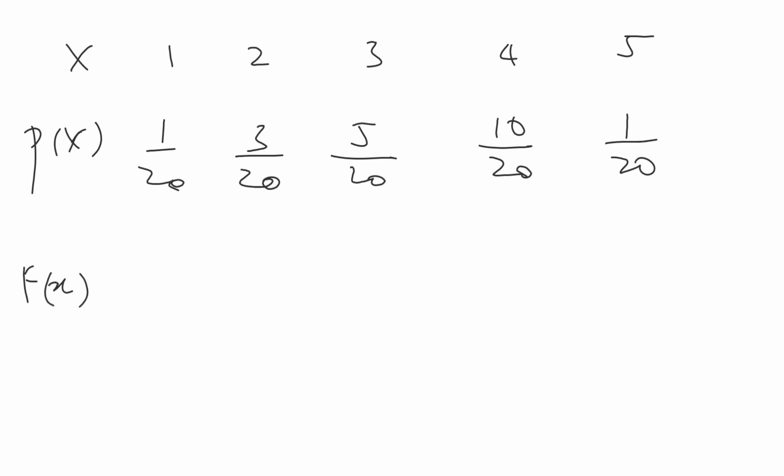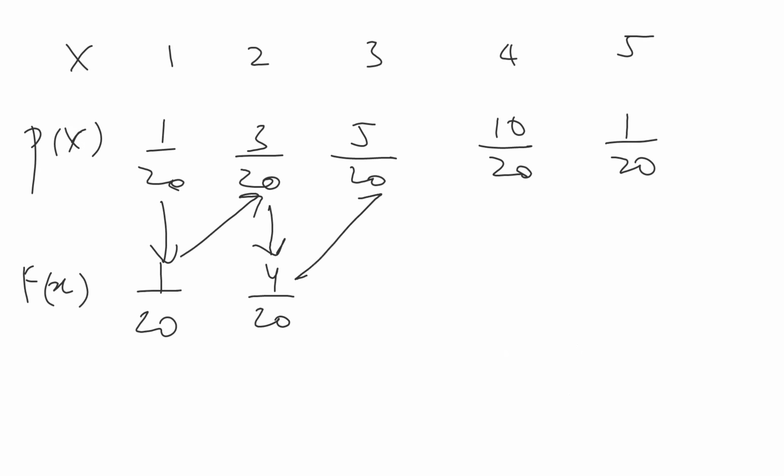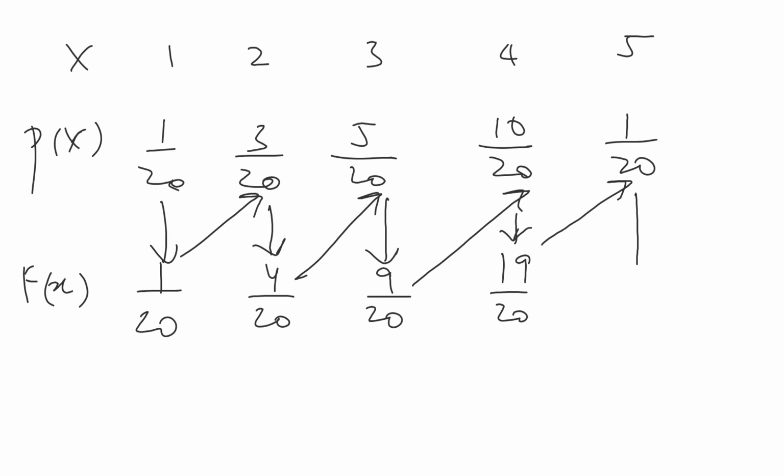Now CDF. Capital F of x is the CDF. Keep the first value as it is, 1 by 20. Now add 1 by 20 to 3 by 20, so it will be 4 by 20. Add 4 by 20 to 5 by 20, so it will be 9 by 20. Add 9 by 20 to 10 by 20, so it will be 19 by 20. And add 19 by 20 to 1 by 20, so it will be 20 by 20.